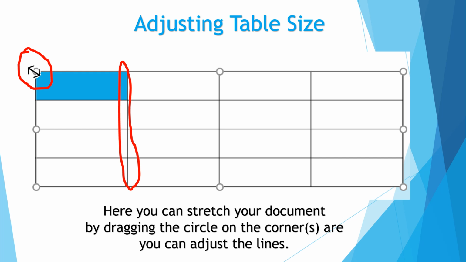Now, if you wanted to, let's say, widen the height of it, you would take the circles, you see all the little round circles around the perimeter of it. You would just make sure your arrow is on it. It's going to appear to be a transparent arrow, and it has to be similar to the arrow that I have circled. And then you're going to just left click, hold, and drag. And that will adjust your text box for you, your table.